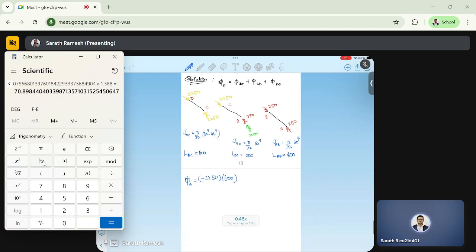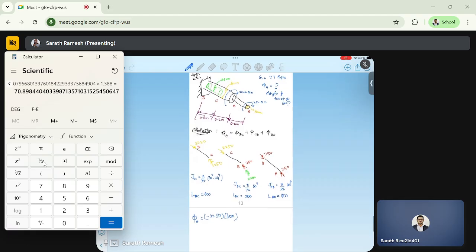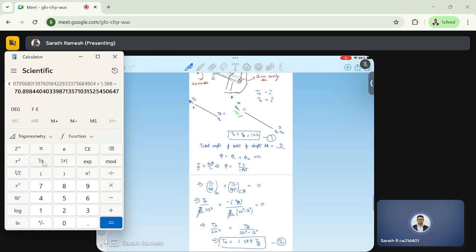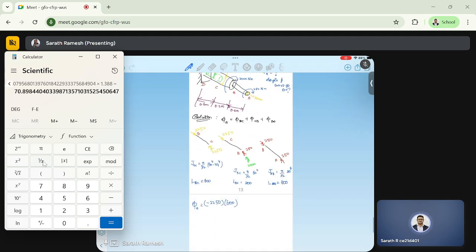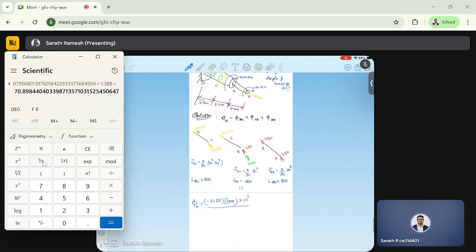Right. In this sum, let's come back to this sum. Phi A will be TL by GJ. L is given, T is this into 10 power 3. Here only I caught that. This divided by GJ. G is 77, 77 into 10 to the power 3. J is as given.